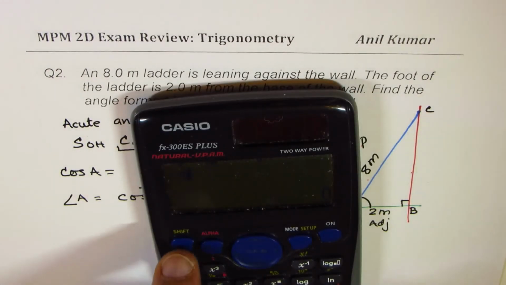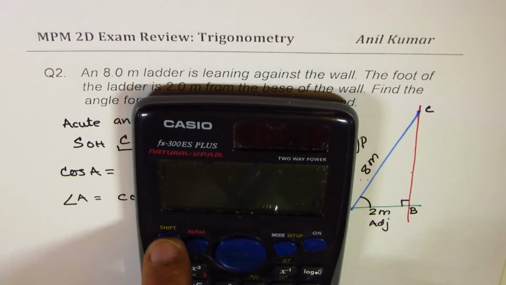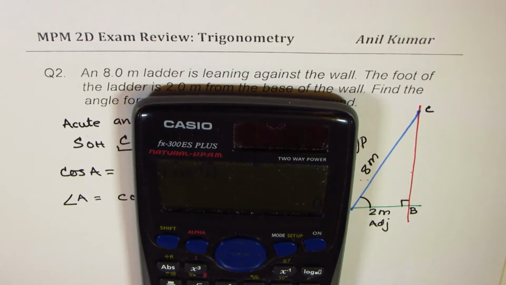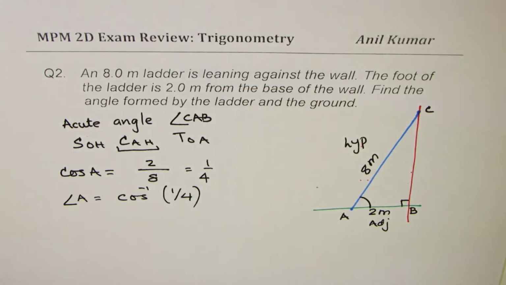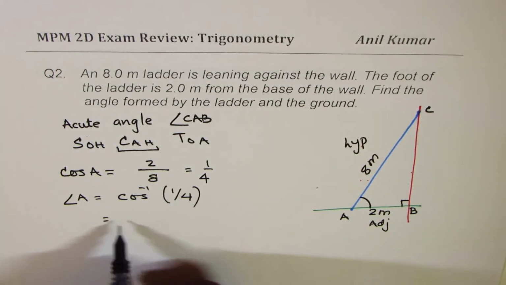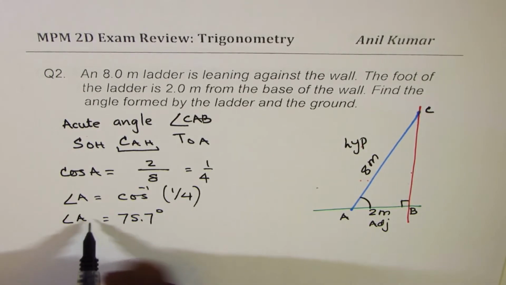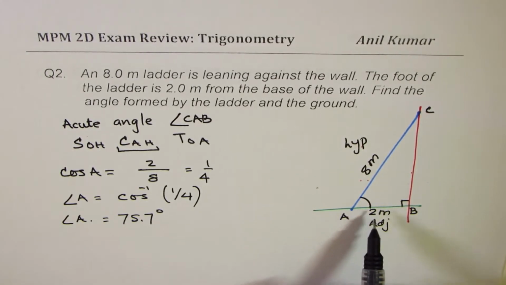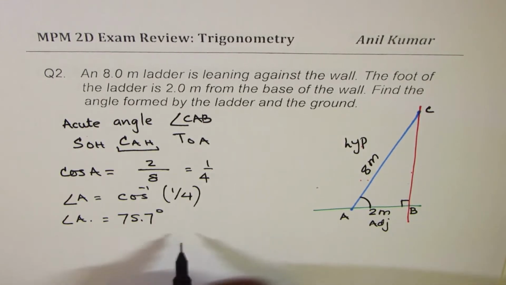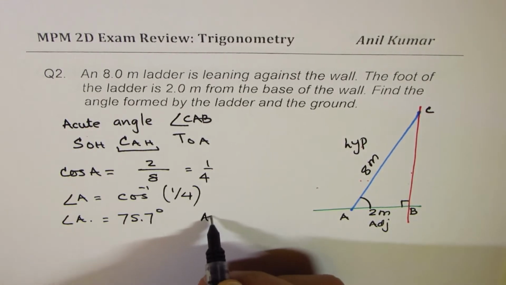So let's do shift cos inverse, within brackets 1 divided by 4, bracket close, equals 75.5. So we get angle A as 75.5 degrees. So the angle which the ladder makes with the ground is this. You have to write the whole sentence. Is it okay? As your answer.